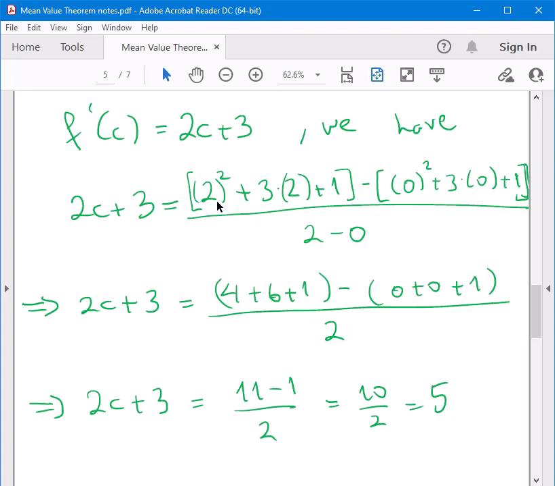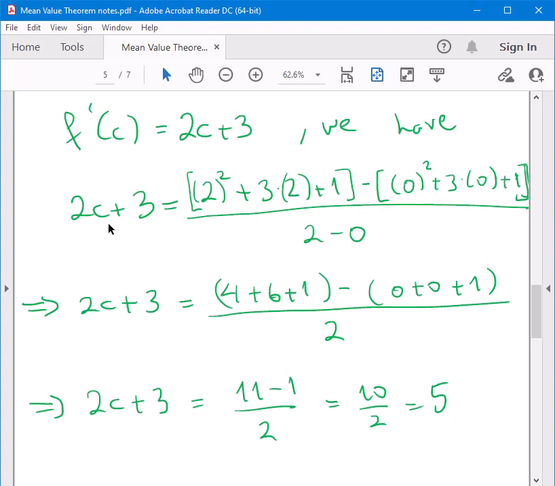Now the function is x squared plus 3x plus 1. So plug the first endpoint 2, you are going to get 2 squared plus 3 times 2 plus 1, minus the second endpoint 0: 0 squared plus 3 times 0 plus 1, divided by 2 minus 0. The top is the change in the y values, the bottom is the change in the x values. That gives the slope of the line connecting the endpoints. This must be equal to the slope of the tangent line at c, which is 2c plus 3. Now we don't know what c is, but we are going to solve this equation coming from the mean value theorem, and we are going to find that c.